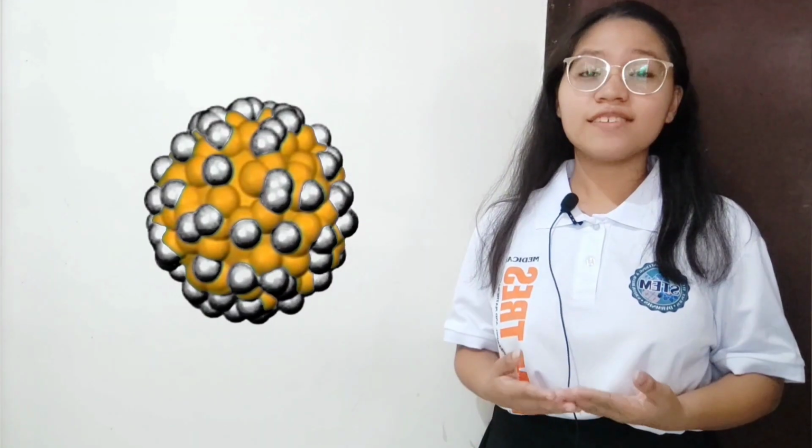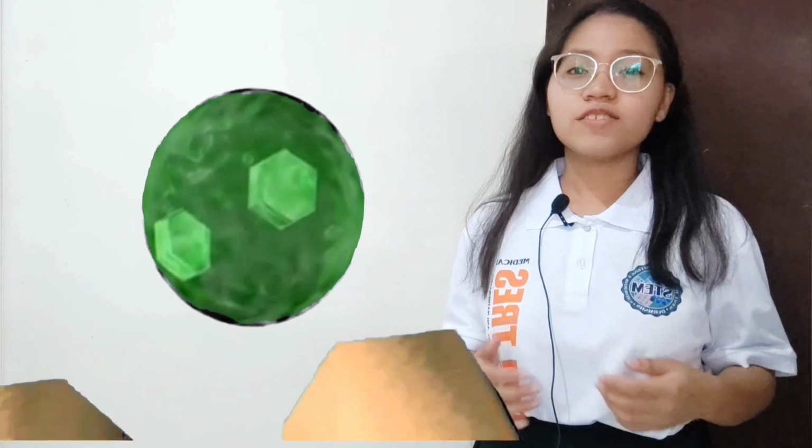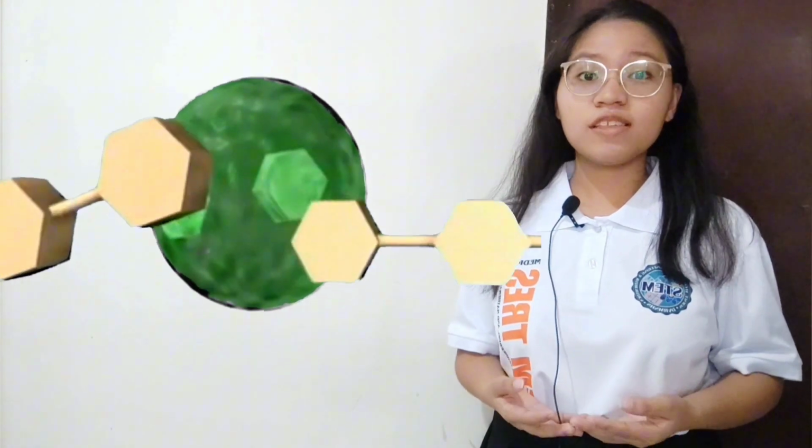Let's take a look at an example. One example of a substrate is starch, and the enzyme that it binds to is called amylase. So if they come into contact with each other, the starch will bind to the active site of the amylase. Amylase catalyzes the reaction, which means it speeds it up.